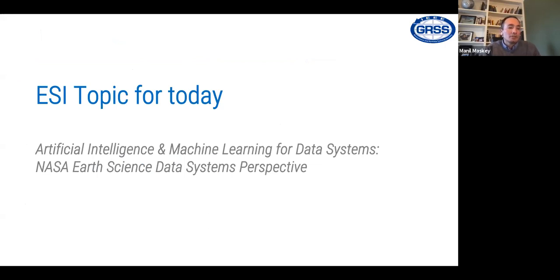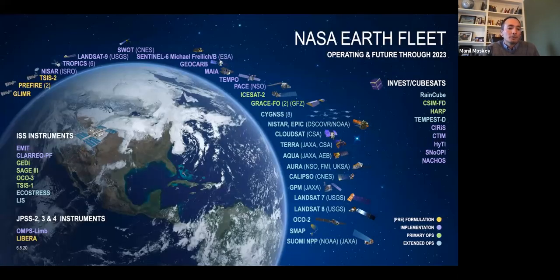So now to today's topic, which is the NASA Earth Science Data Systems Perspective on Artificial Intelligence and Machine Learning. So we all know NASA has big missions, right? And its strategic goal is to observe our planet comprehensively.